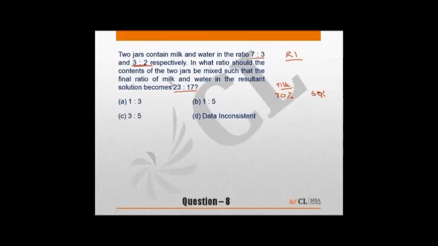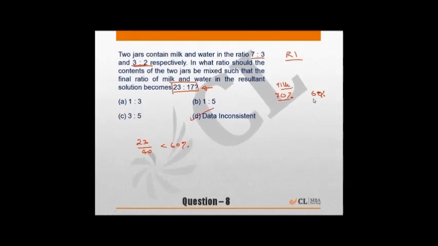What is the resultant mixture that we need? 23:17 or 23 upon 40. So fraction of milk in the final resultant mixture is to be 23/40, which is less than 60%. What is 60% of 40? It is 24. That means 23 is less than 60%, which means the answer has to be data inconsistent.